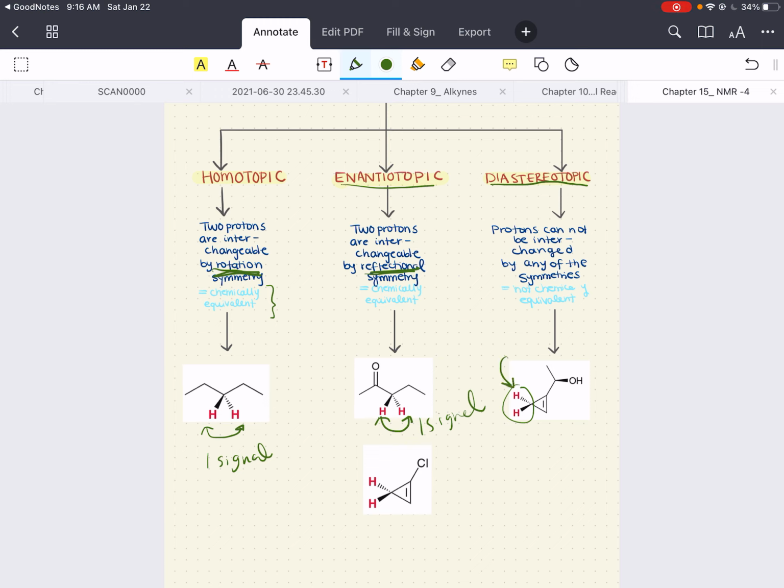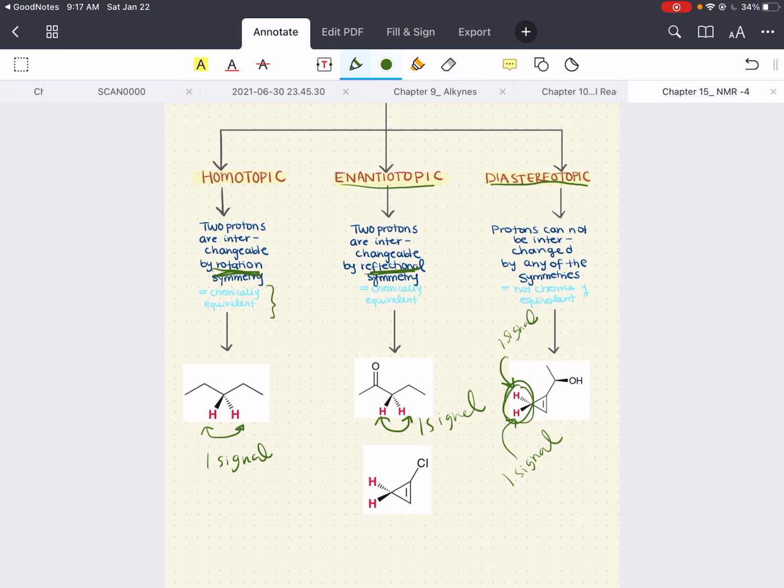That means that this hydrogen's going to give off one signal on your NMR, and this other hydrogen's going to give another signal on your NMR, and they're two different signals. So you're going to get two signals out of these hydrogens because they're not unique. Each one is different, and will give you a different signal on your NMR.